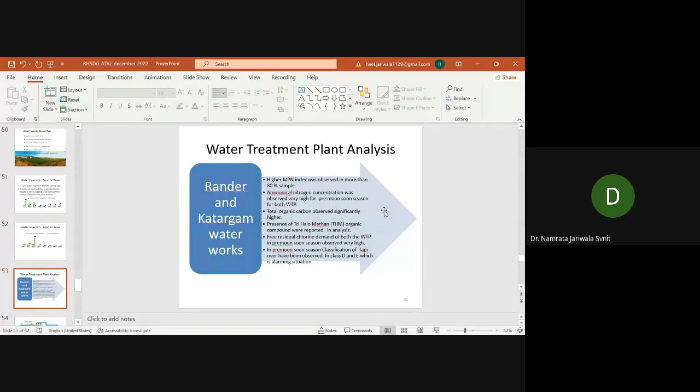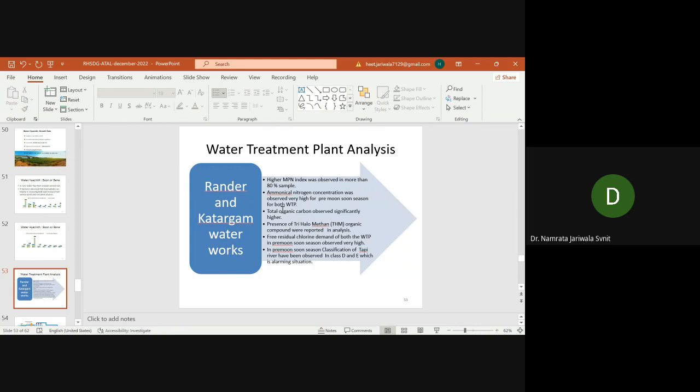But the very important thing is, when you are considering the water treatment plant, we have considered the study of the Randeer and the Katargam water treatment plants. There are 7 water treatment plants available, but these are the 2 treatment plants that are very, very near the water bank, meaning the river bank, and because of that, the growth of the macrophytes affects the quality of the water of these 2 treatment plants.